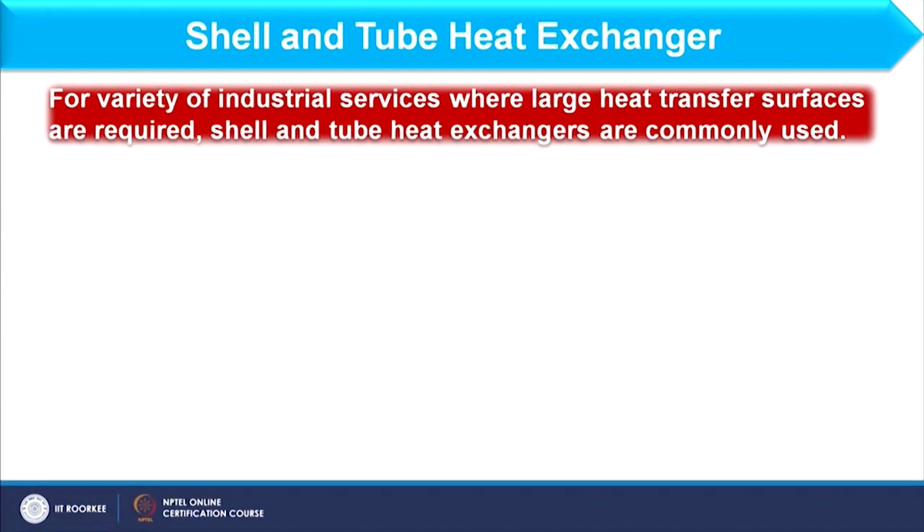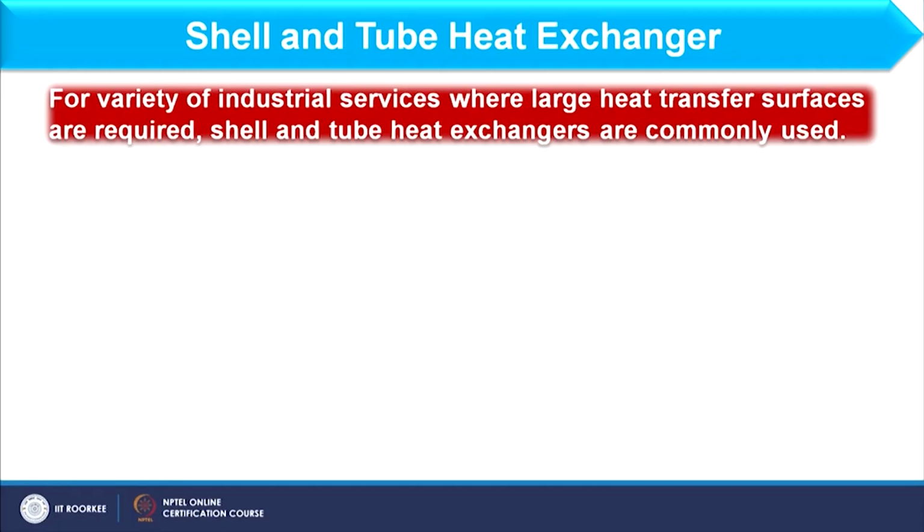Okay. Now, when we were discussing the classification of exchangers, there we discussed this heat exchanger in a very brief manner. Okay, where you have understood that it can be used as a fixed tube sheet, where the tube sheet is attached to the shell permanently, and we have the option of floating tube sheet also, right. So, that is the shell and tube heat exchanger. Now, for a variety of industrial services where large heat transfer surfaces or large heat transfer area is required, we use shell and tube heat exchanger most commonly. Okay. So, as far as utility is concerned, it is the most commonly used heat exchanger.